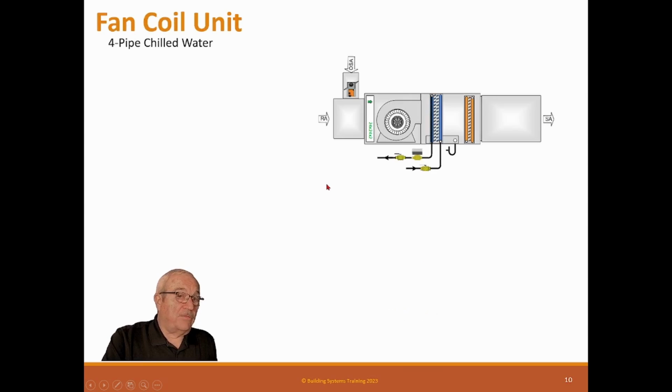Now here's a similar fan coil, but it's called a 4-pipe. The other one was a 2-pipe. And of course, it should be obvious why they're called that, right? The last one we did was a 2-pipe fan coil because it had 2 pipes. This is called a 4-pipe because it has 4 pipes.